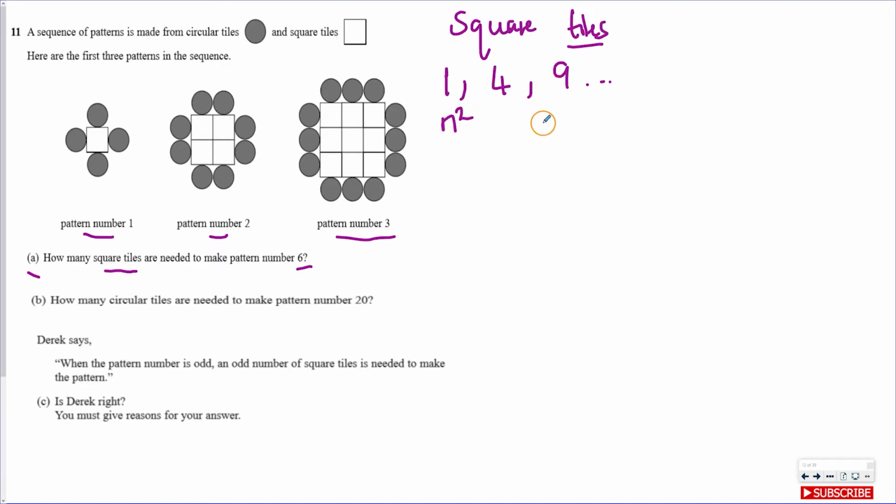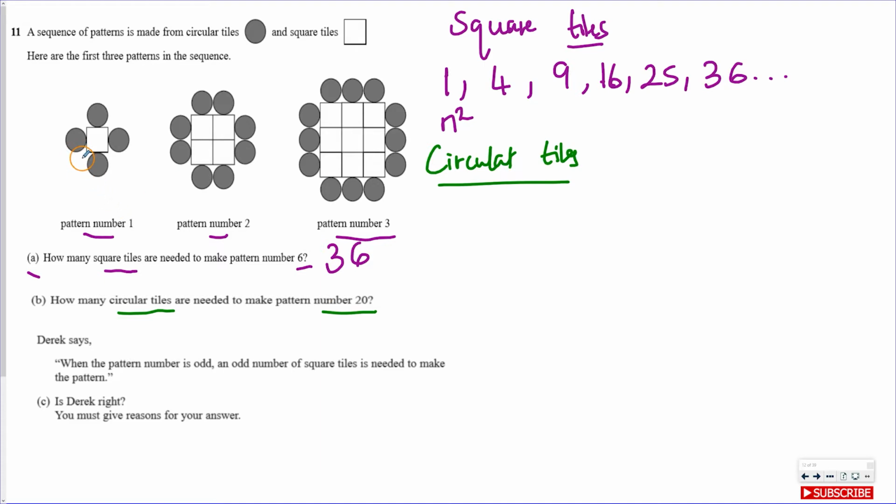So to get the 6th number, we can just carry on with square numbers. The next square number is 16, then the next one is 25, and 36 is the 6th one. So the answer to this one is 36. Right, and now for B, we're asked to say how many circular tiles are needed to make pattern number 20. So we're now dealing with circular tiles.